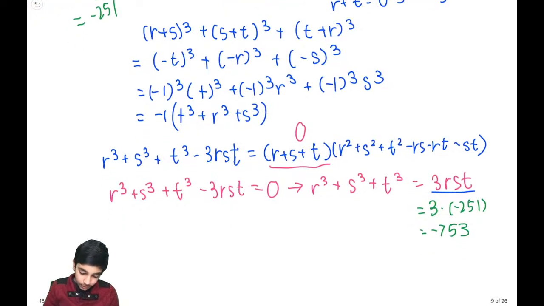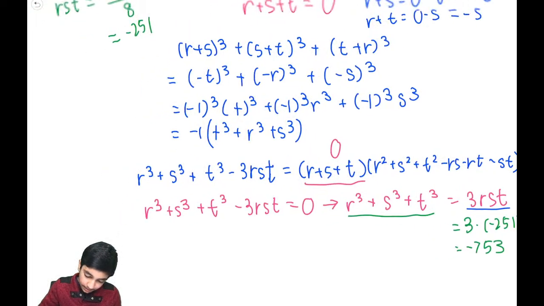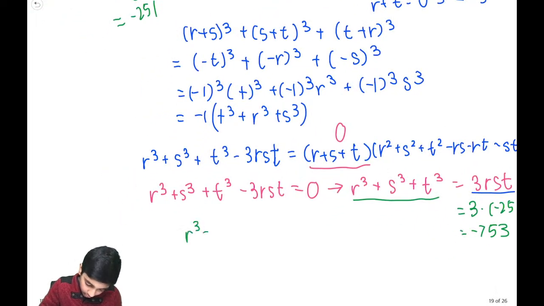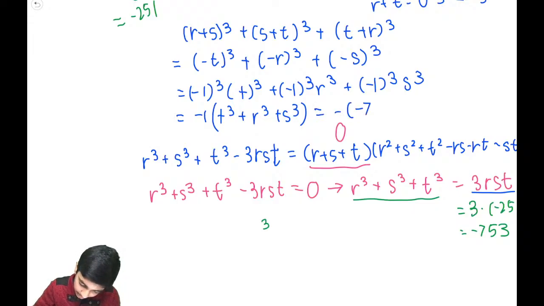So that means we know this expression, r cubed plus s cubed plus t cubed, is negative 753, meaning this expression here is just going to be equal to negative of negative 753, or 753. The answer, so we know 753 is the answer.